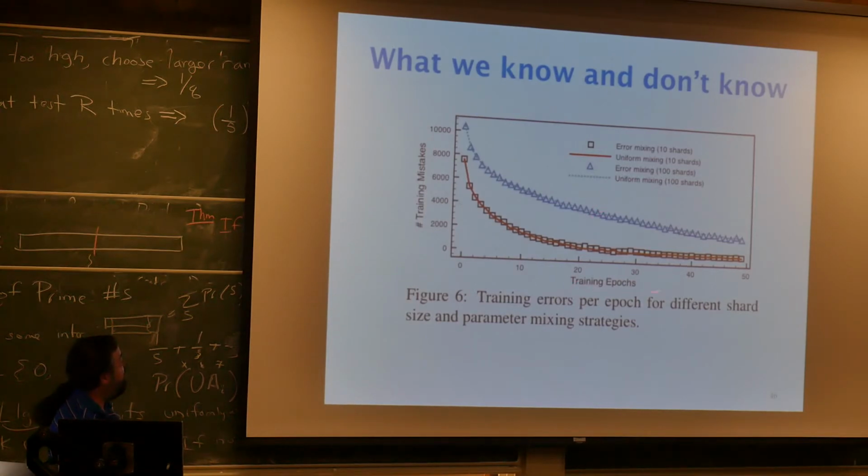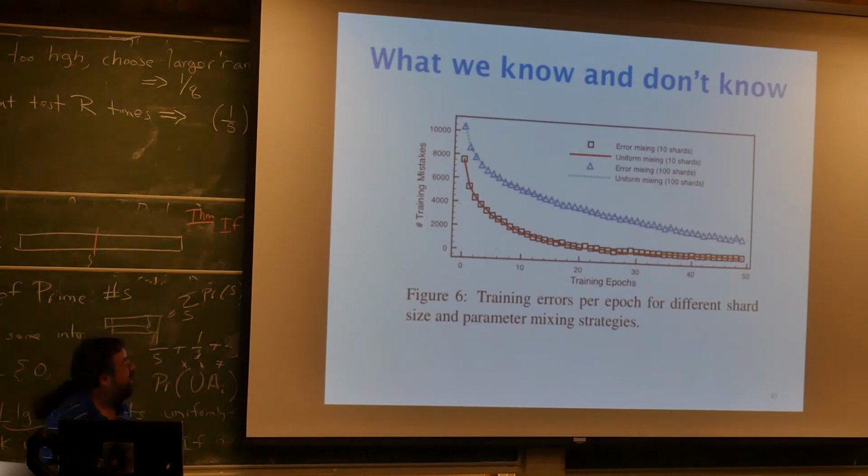So the number we have here is training epochs, not wall clock time. That's important to realize. This is actually showing you two things: uniform mixing and mixing based on error rate, which are basically indistinguishable. But the big thing to notice is that as you get more parallelization, as you go from 10 to 100, you are in fact seeing slower learning rates. So this isn't just an artifact of the analysis, it's something real.